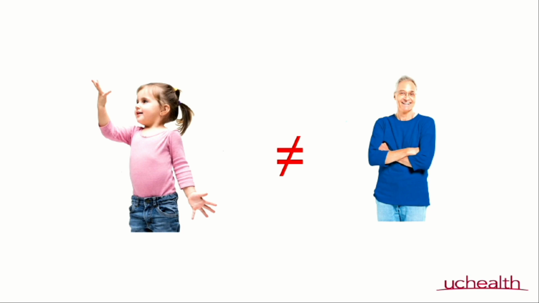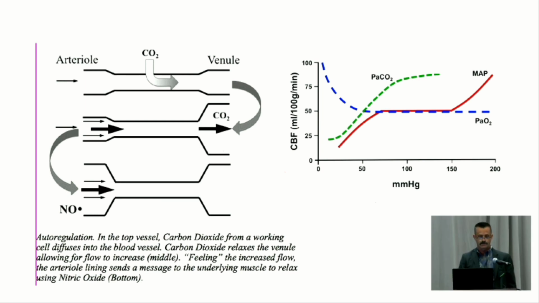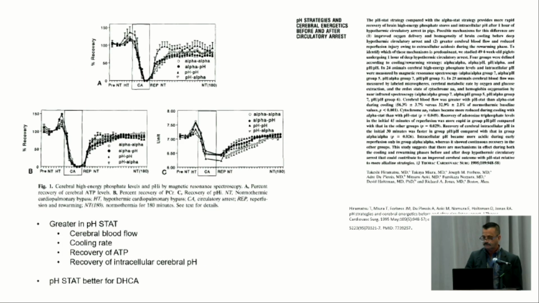So what we really know is these two patients are not the same, right? How we treat kids and adults is not the same thing. The other thing that we know Swan got wrong is that PCO2 does impact cerebral blood flow, right? And so this is probably a better mechanism for the use of those two strategies.